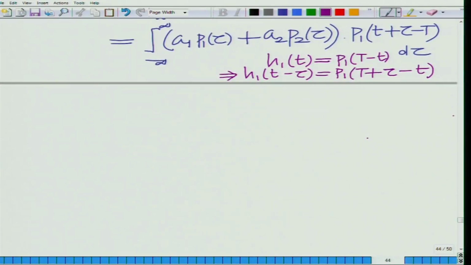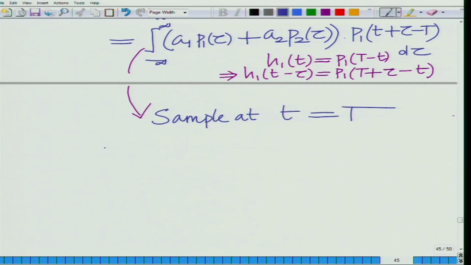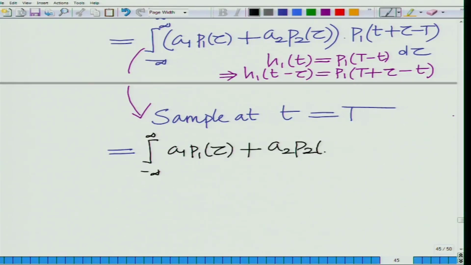Okay. So, this is p1 of t plus tau minus t. Now, we sample this at t equal to capital T, which means I substitute t equal to capital T, and what we have is A1 P1 tau plus A2 P2 tau into P1 tau d tau.